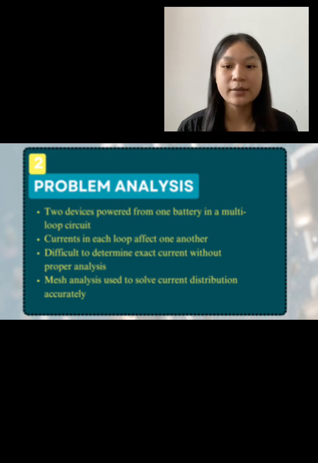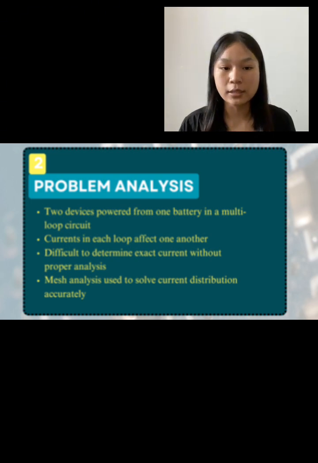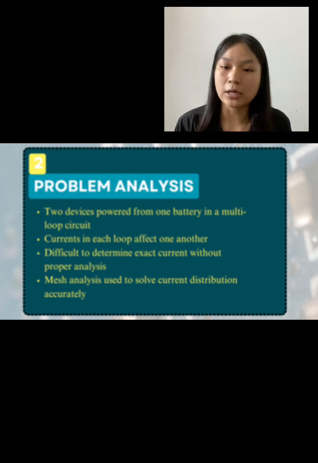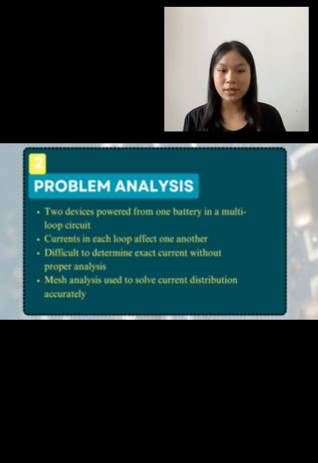In this project, the main problem we address is how to analyze and control the current distribution in a circuit where two devices are powered by one battery. Since the circuit consists of multiple loops, the current flowing in one loop can affect the current in another loop. Without proper circuit analysis, it becomes difficult to determine the exact current flowing through each device, and this may cause the system to operate beyond its safe limits.